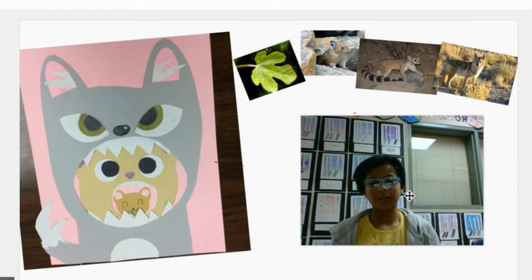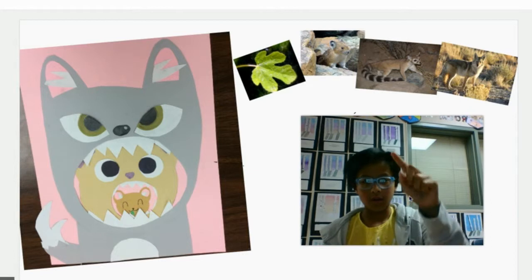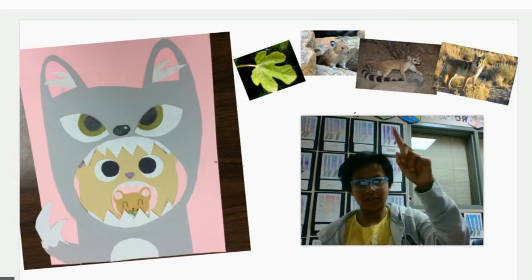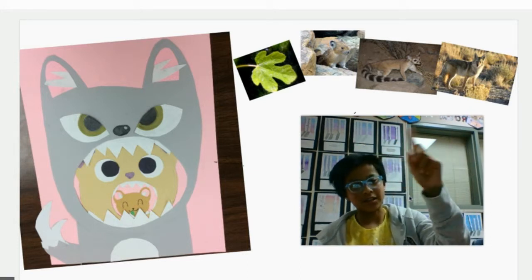Okay. My name is Emily, and this is my drawing. So the mouse eats the leaf, and then the ringtail eats the mouse, and the coyote eats the ringtail.